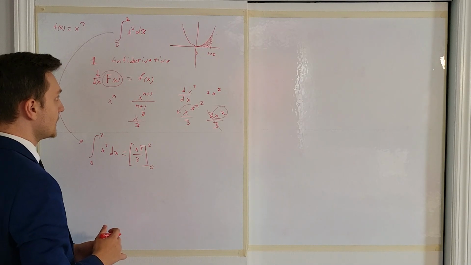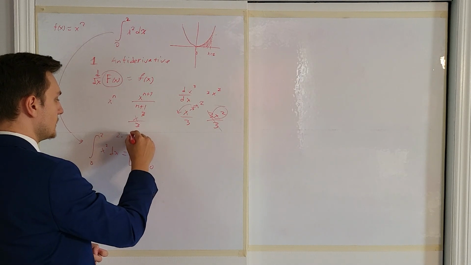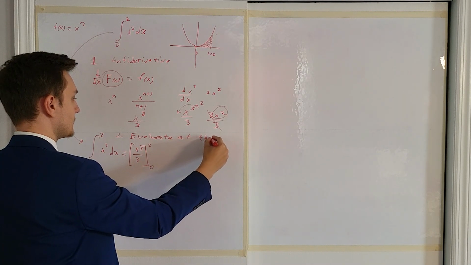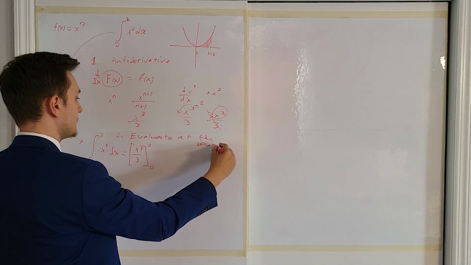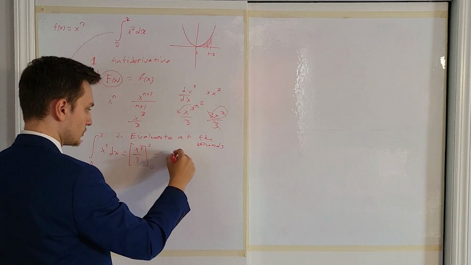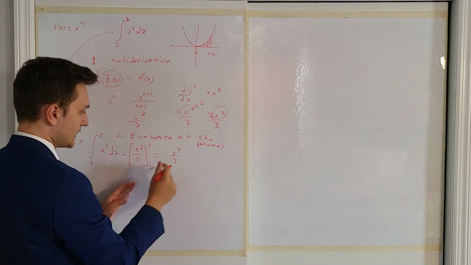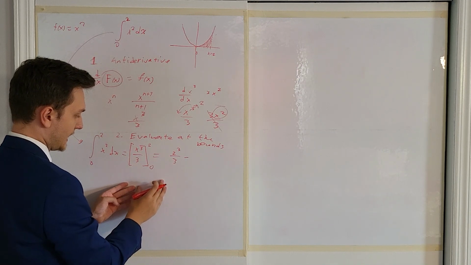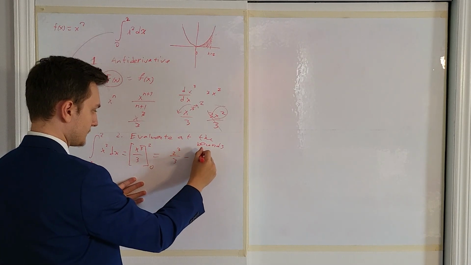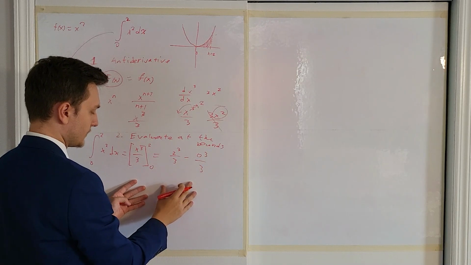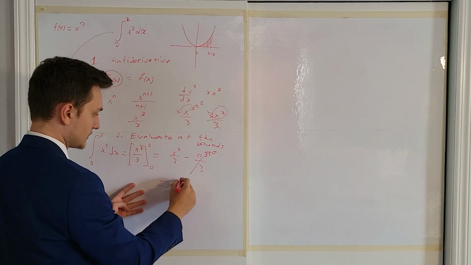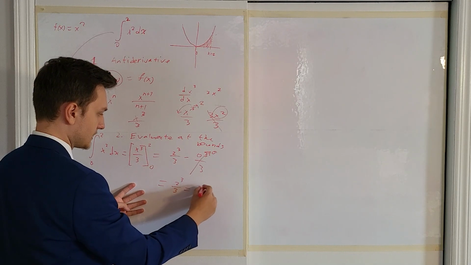So the next step is we need to evaluate at the bounds. What that means is I need to take my antiderivative and plug in x equals 2, 2 to the third over 3, and subtract from that my antiderivative evaluated at the lower bound, plugging in x equals 0, 0 to the third, all over 3. We know this goes to 0, and this is therefore equal to 2 to the third over 3, which is equal to 8 over 3.